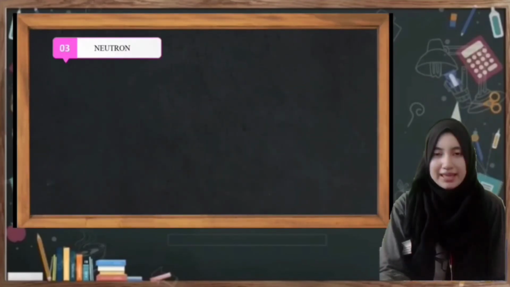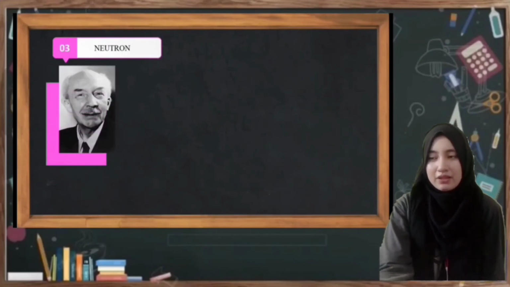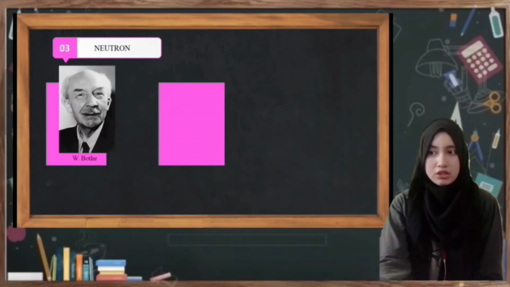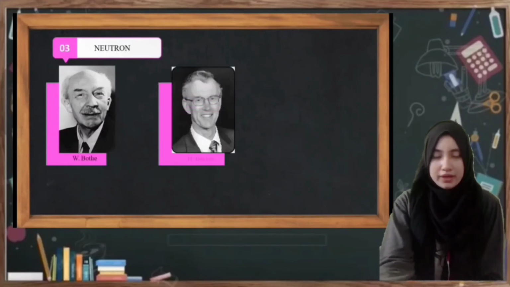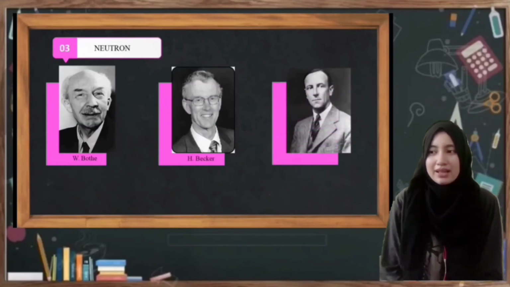The third topic is about neutron. So these are the founders of this theory. The first is W. Booth, the second is H. Becker, and the third is James Chadwick.